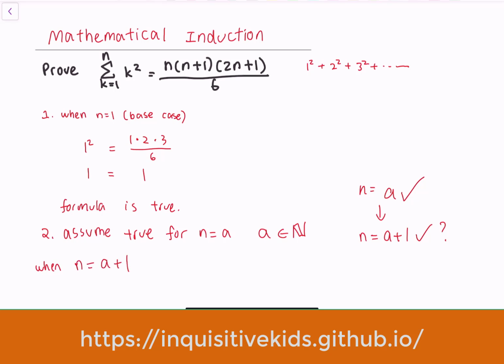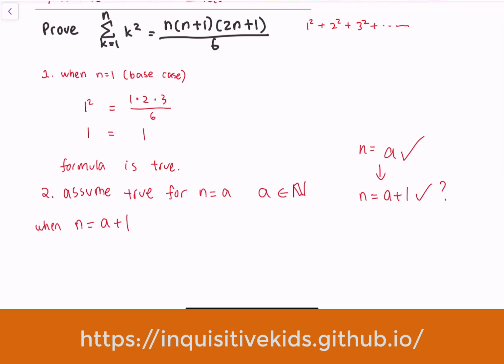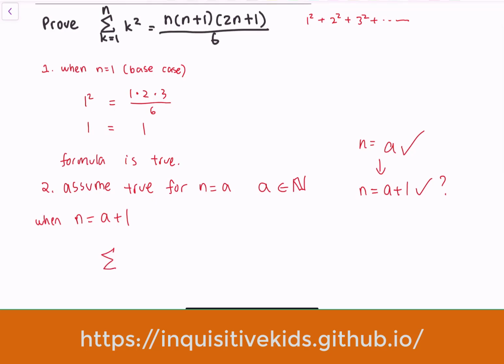This is saying if n is equal to any integer and the equation holds true, will this directly cause the following term, when n equals a plus 1, to also be true? Well, let's see what happens when n is equal to a plus 1. We have our sigma, k starts from 1 and goes up to a plus 1. We're replacing the n with a plus 1.